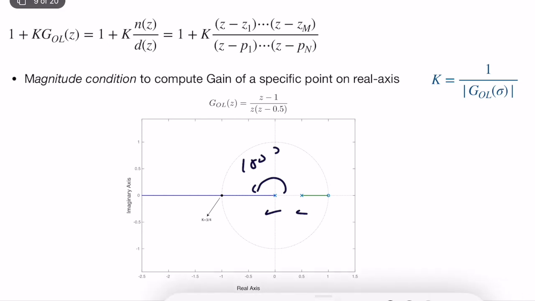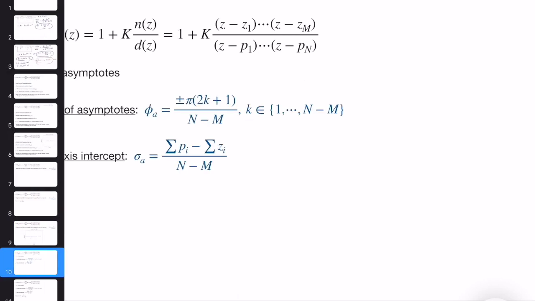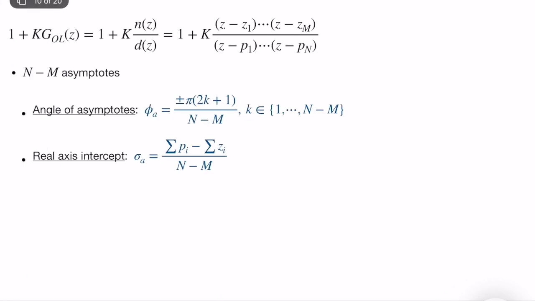What we need to do is use the formulas which we derive using the angle and magnitude conditions, technically the angle condition, and we make some assumptions and approximations. You should look at your lecture notes. Technically it's very simple. The angle of the asymptote is pi multiplied by 2k plus 1, where k is a number from 0 to n minus m minus 1, divided by n minus m. It will give the angle of each asymptote. We also want to compute the real axis intercept of the asymptotes, sigma a, and we simply take the sum of the poles minus the sum of the zeros, divided by n minus m.